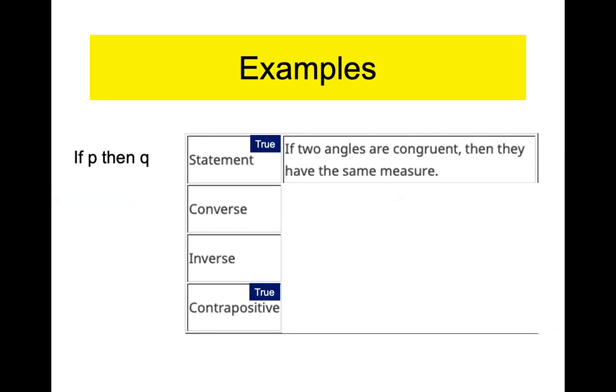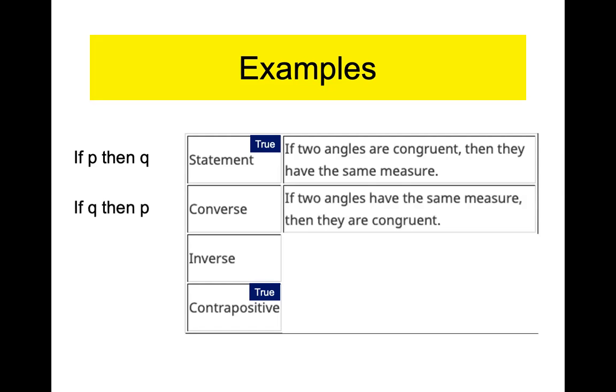What would be the converse to this statement? If two angles have the same measure, then they're congruent. True or false? True. So here's an example where the conditional is true and the converse is true. Once again, you're not guaranteed that the converse is always true or always false. You have to figure it out individually.